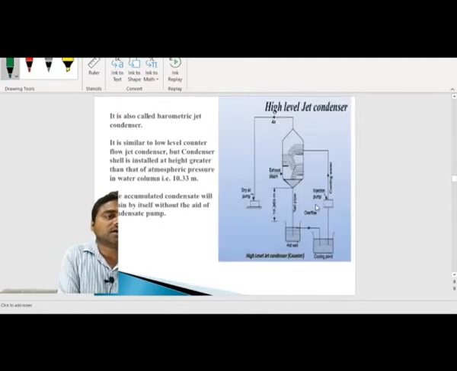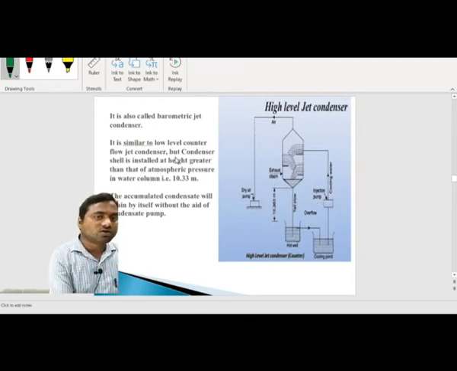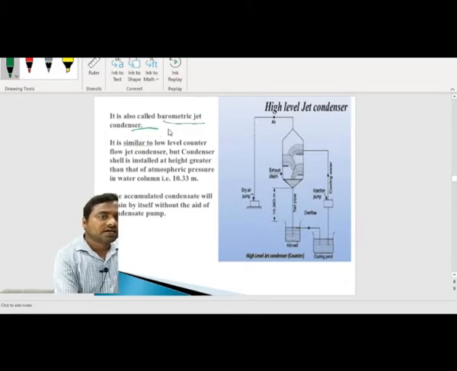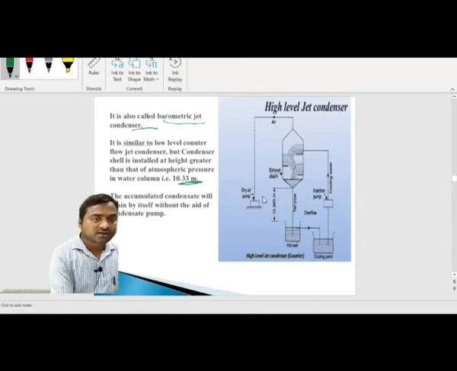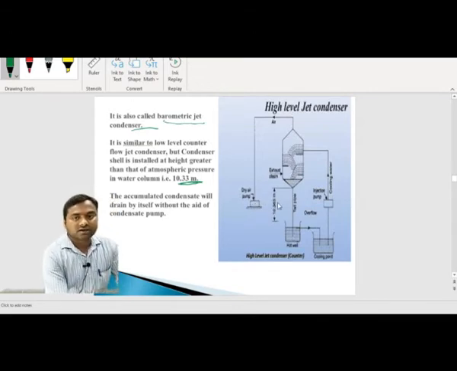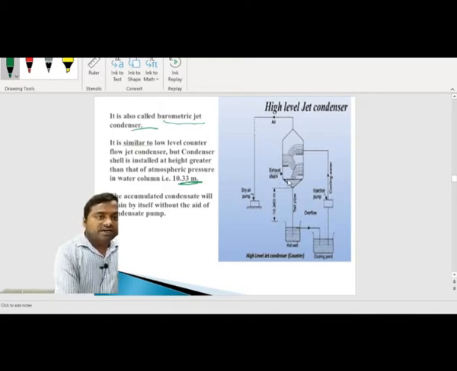Okay, coming to the next one, the high level jet condenser. The high level jet condenser is also called a barometric jet condenser. It is almost similar to the low level counter flow jet condenser. Except that this condenser is arranged 10.33 meters of water column, that is, 10.33 meters greater than the atmospheric pressure. Okay, so that is the only difference you can see.